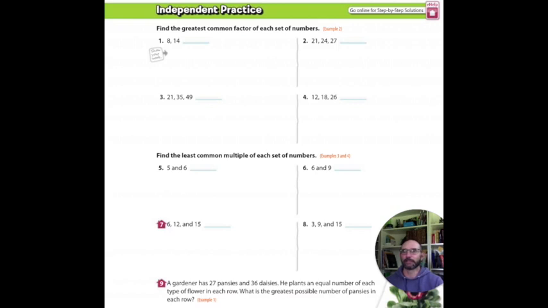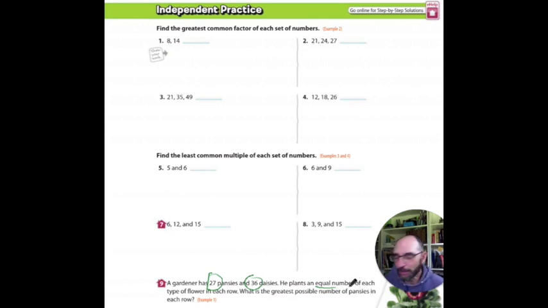All right, let's look at a word problem, because everybody loves word problems. A gardener has 27 pansies and 36 daisies. 27, so that looks important. I'm going to circle that. 27 pansies and 36 daisies. He plants an equal number of rows on each type of flower in each row. What is the greatest possible number of pansies in each row?